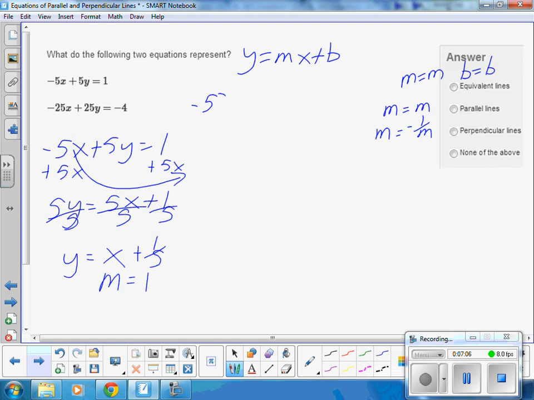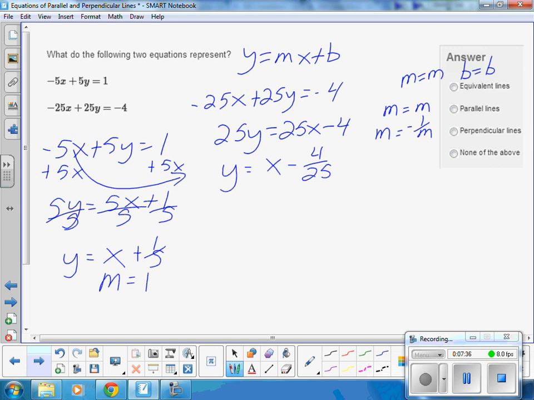Negative 25x plus 25y equals a negative 4. Again, I'm going to add 25x to both sides, so I get 25y equals 25x minus 4. Divide everything by 25. I get y equals 1x minus 4/25. Okay, my slope is equal.